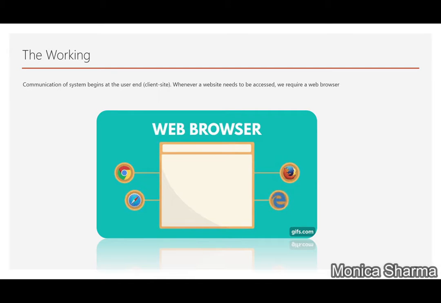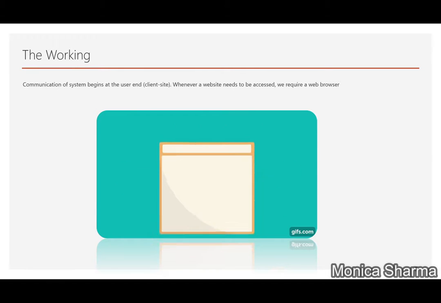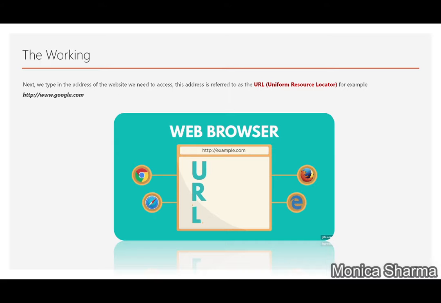Communication of system begins at the user end or the client side. So whenever a website needs to be accessed, we require obviously an internet connection, but along with that internet connection in our system, we require a web browser. Now that web browser could be anything. It can be Mozilla Firefox, Google Chrome, Internet Explorer, Safari, or any other. Then we type in the address of the website we need to access. Now this address is referred to as URL or Uniform Resource Locator.